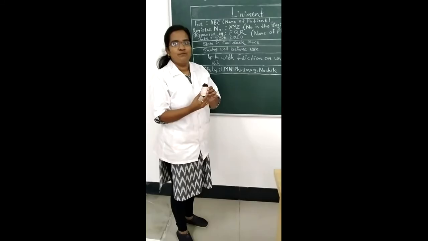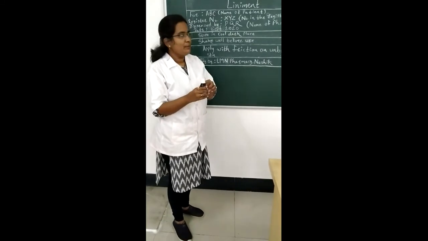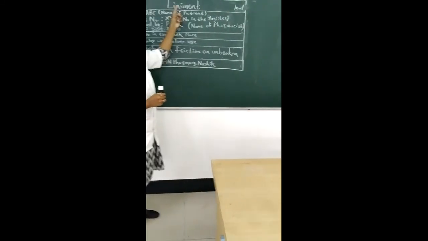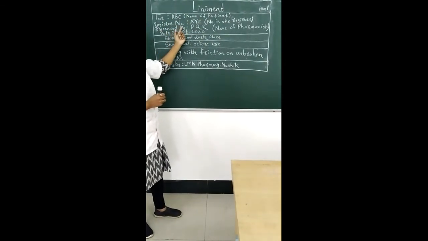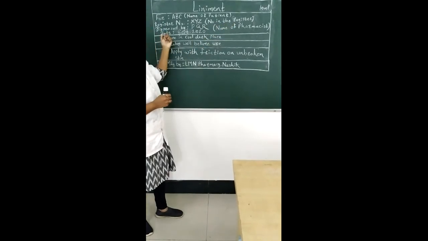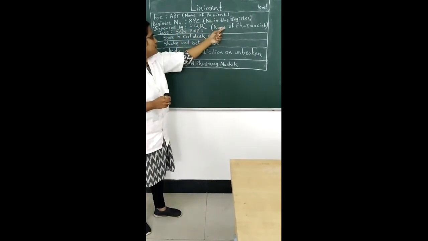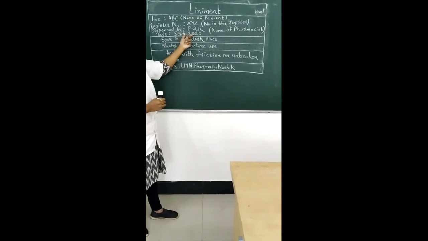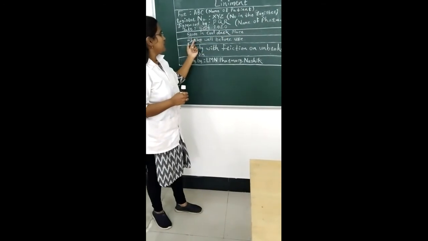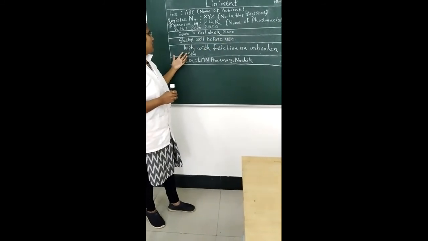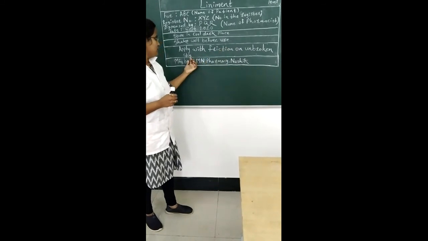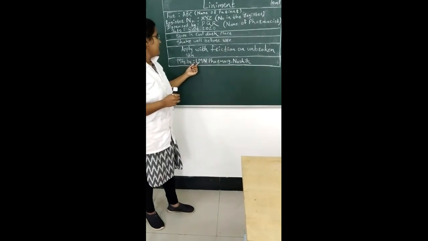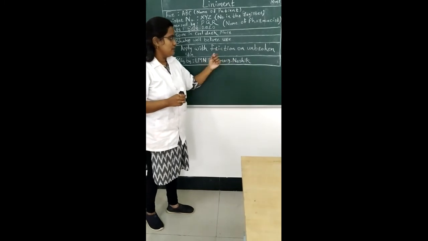So now let's move towards the labeling part. Labeling of the formulation: liniment 10 ml. For ABC, meaning name of patient, register number, that is XYZ number given in the register. Dispensed by PQR, meaning name of pharmacist. Manufacturing date: September 2020. Storage conditions: stored in a cool place. Shake well before use. Manufactured by NML Pharmacy Nasik.